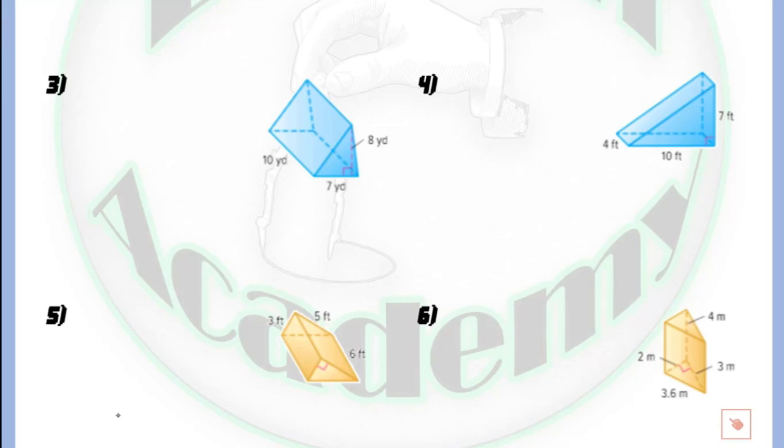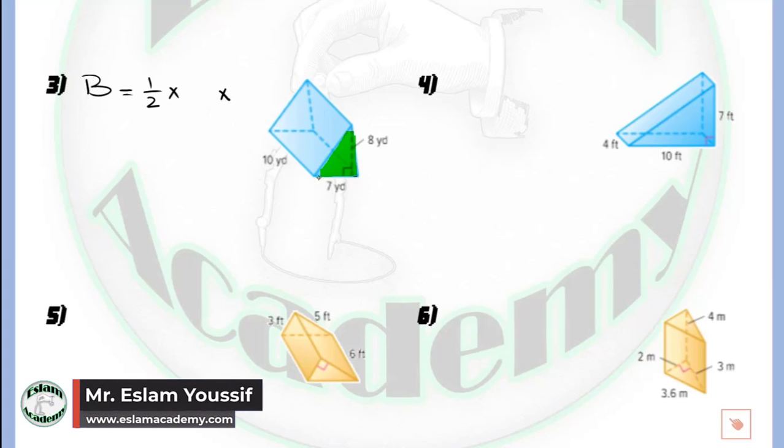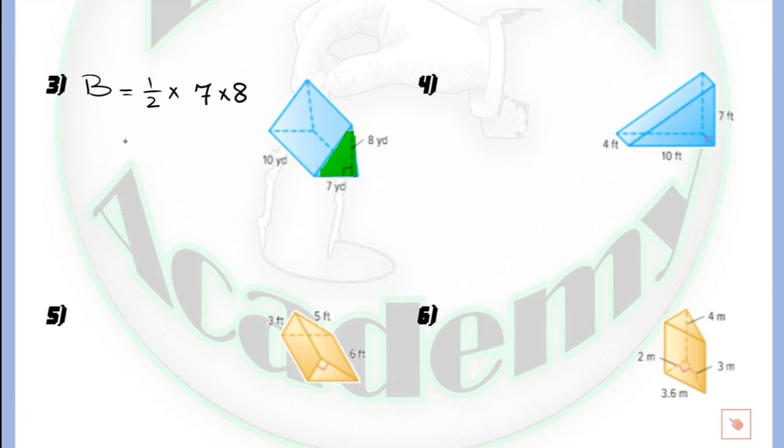In question number 3, we need to find the volume of a triangular prism. First, we need to identify the base. That will be the base. The base is a triangle, so we know that the area of the base equals half times base times height. The base now is equal to 7, and the height of the triangle is 8. So the answer will be 28. Because we are talking about area, measured in square units, it will be 28 square yards.